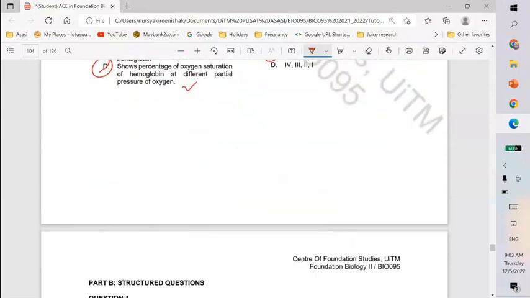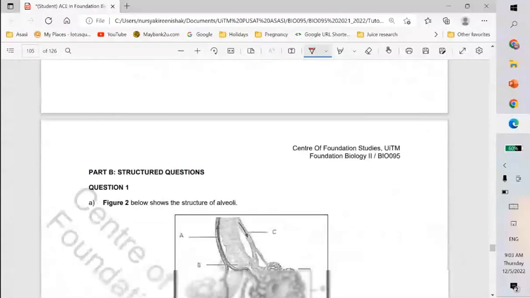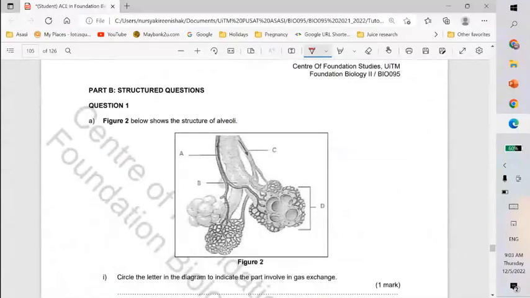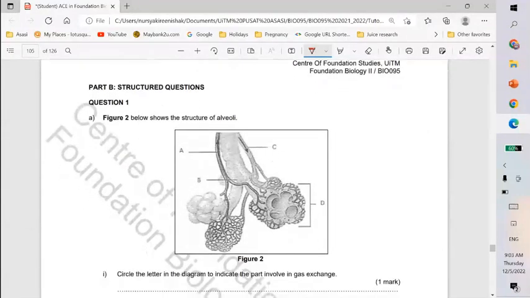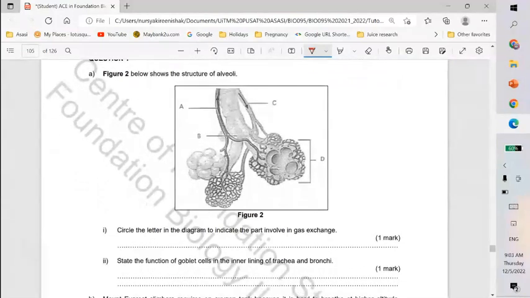Okay, so thank you Irfan. Okay, so now we are going to move on to the next part. Part B, structured question. So we go to the next person which is Nabil. The letter in the diagram to indicate the part involved in gas exchange. My answer is D. D is what? What is D? Alveolus. Okay.